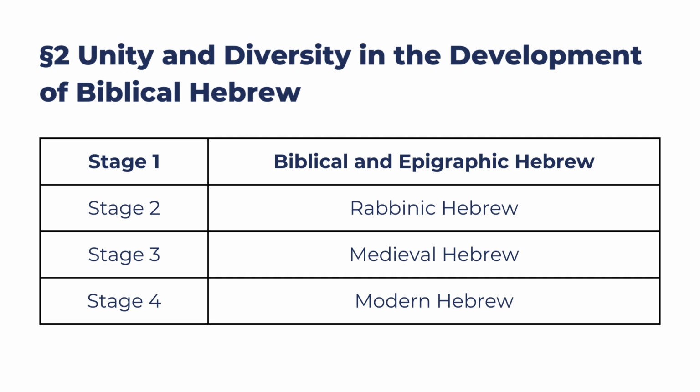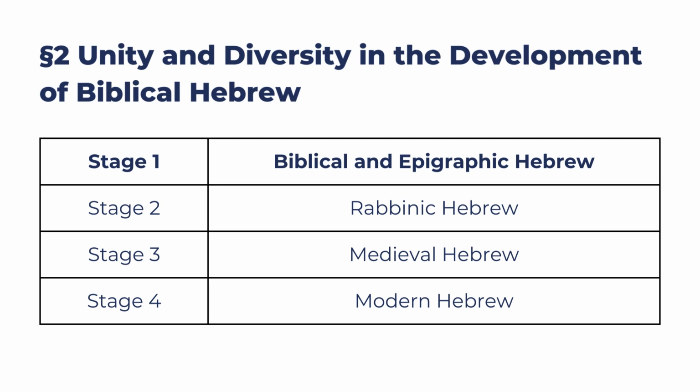Stage 2, Rabbinic Hebrew, was in use as a spoken language between 165 BC and the end of the 2nd century AD. It continued as a literary language for several more centuries after that. And Stage 3, Medieval Hebrew, developed during the Middle Ages, sometime between the 7th and 15th centuries, and Arabic is a major influence on this stage of the language.